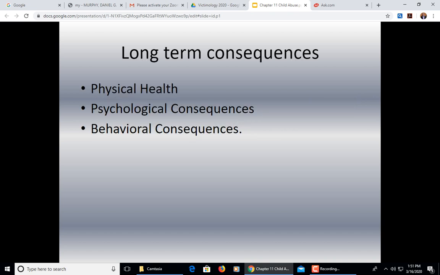Some of the consequences: the physical health. Some people can't have children later on. Sexually transmitted diseases, psychological trauma. The behavioral consequences can be anything from acting out of anger to sexually assaulting other children. Psychological consequences can range from depression to suicide. Studies have shown that boys who are sexually abused are more likely to commit suicide compared to girls.